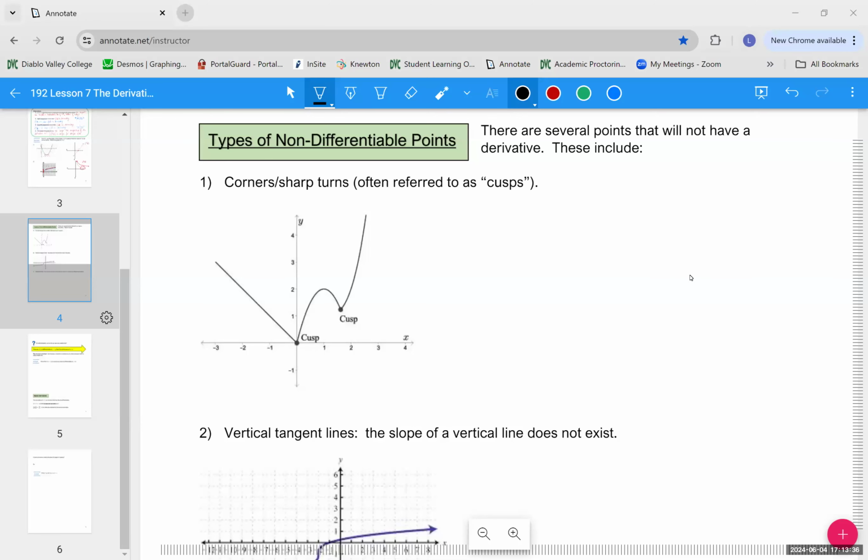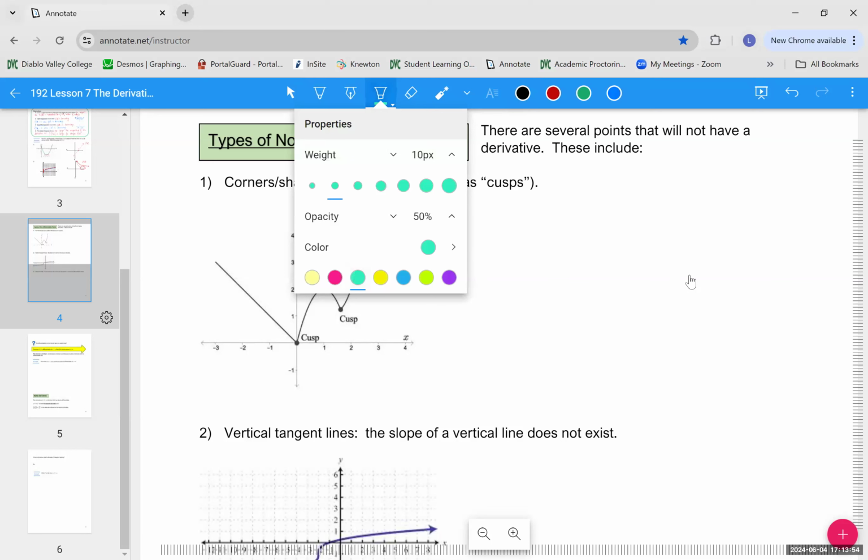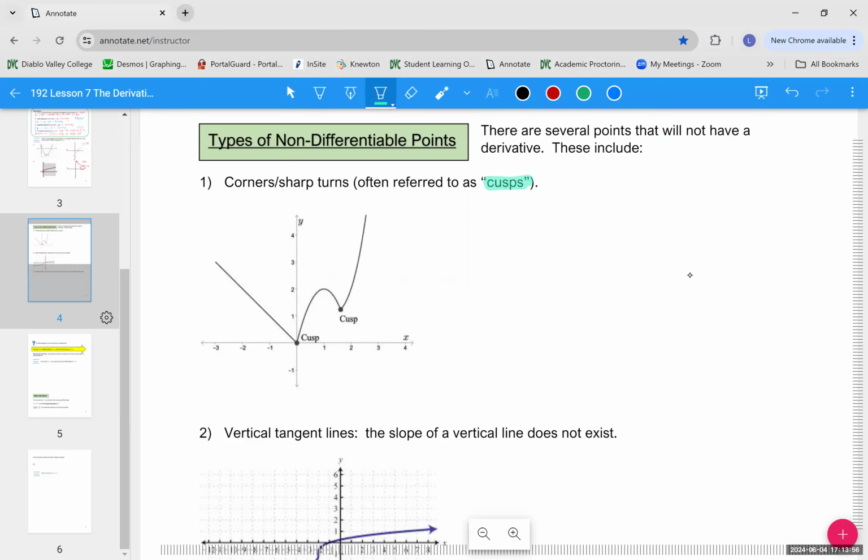All right, we're going to continue lesson 7 by talking about types of non-differentiable points. So non-differentiable points would mean places where we cannot take a derivative. The limit will not exist. And there are a couple of different types of these. The first one is what we often call cusps. So cusps is the common term, and it's a corner or a sharp turn.